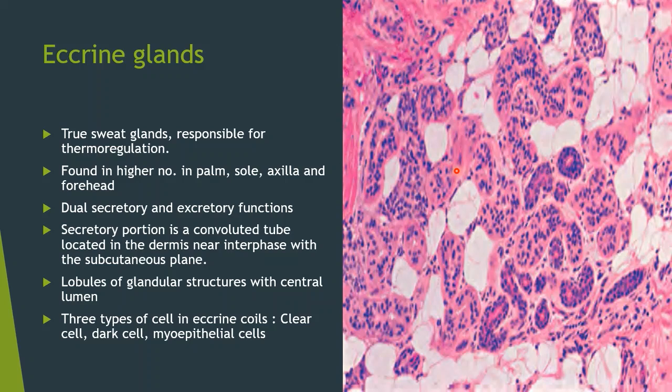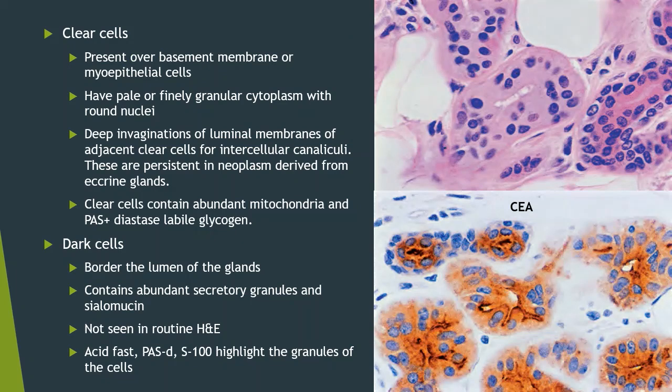there are lobules of glandular structures with a central lumen, and three types of cells are present in the eccrine glands. They are the clear cells, myoepithelial cells, and dark cells. The clear cells are present over the basement membrane or myoepithelial cells. They have eosinophilic, pale, finely granular cytoplasm with round nuclei. These are the clear cells present in the secretory component of the eccrine gland.